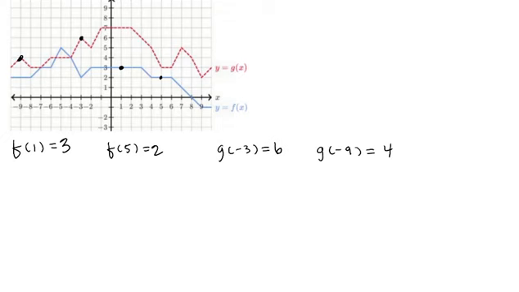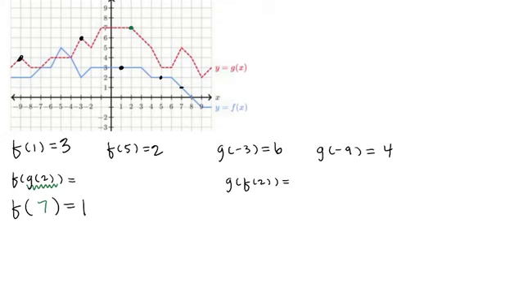So we can get y'all a couple of composition of function questions. All right, we'll start with f of g of 2. Now, the first order of business is to figure out, well, what is g of 2? Well, g of 2 is going to be the height of the red graph at the point where x equals 2. That's 7. Okay, so this is going to be f of 7. And f of 7 looks like it's going to be 1.